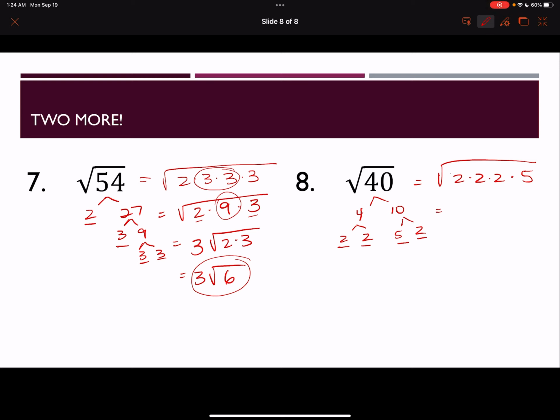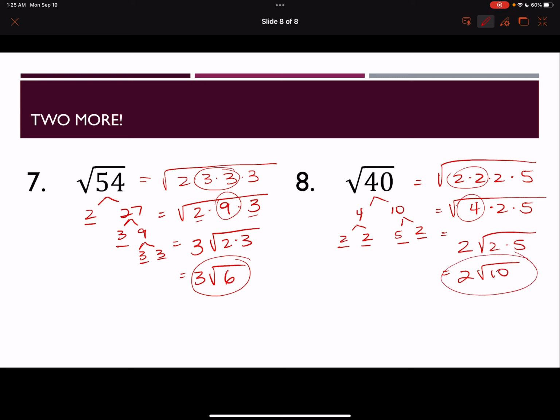So what can get paired up? 2 times 2 is 4, and then I have this extra 2 and this extra 5. Now I can take the square root of 4, I get 2, and then the 2 and the 5, I can't take the square root of, right? They don't have any pairs, and they're not perfect squares, so they stay under, and I multiply them. So that final answer there is 2 root 10.